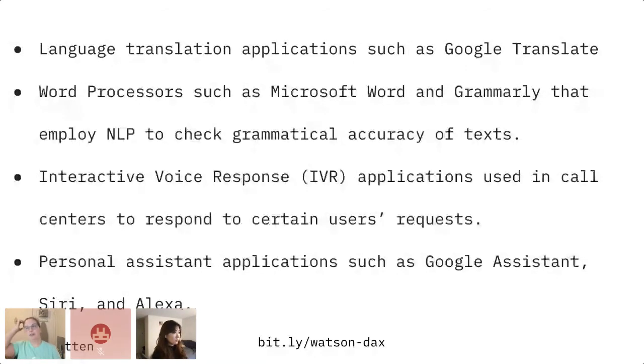Just a few notes here. Language translation applications such as Google Translate are a great example of natural language processing at its core, kind of root level. Word processors such as Microsoft Word, or if you've ever used Grammarly, employ NLP to check grammatical accuracy of text, or if you've used the little spell check in Microsoft Word.